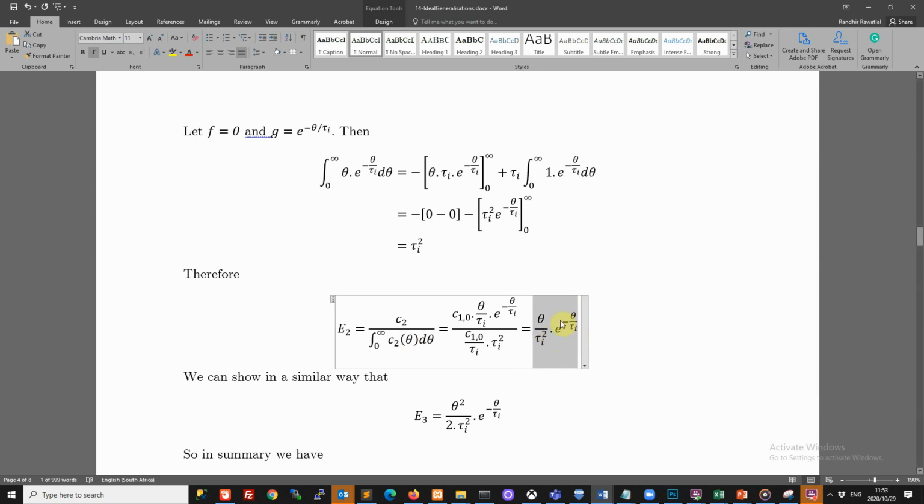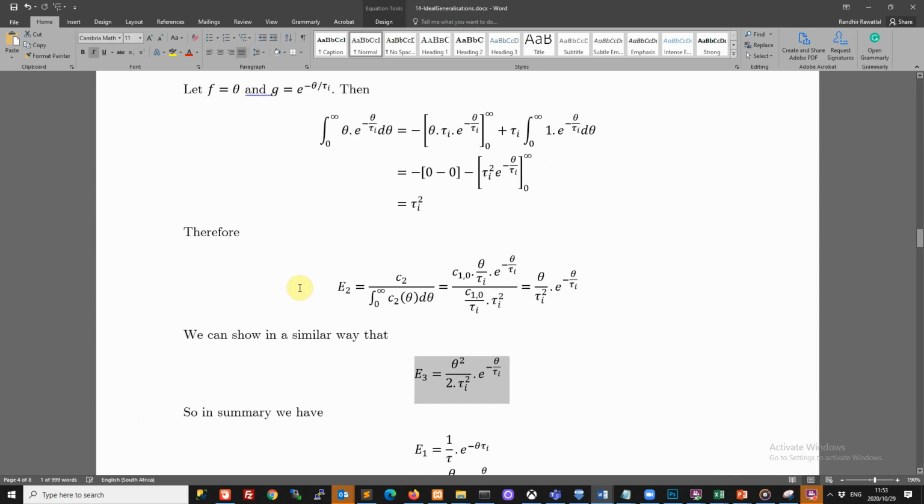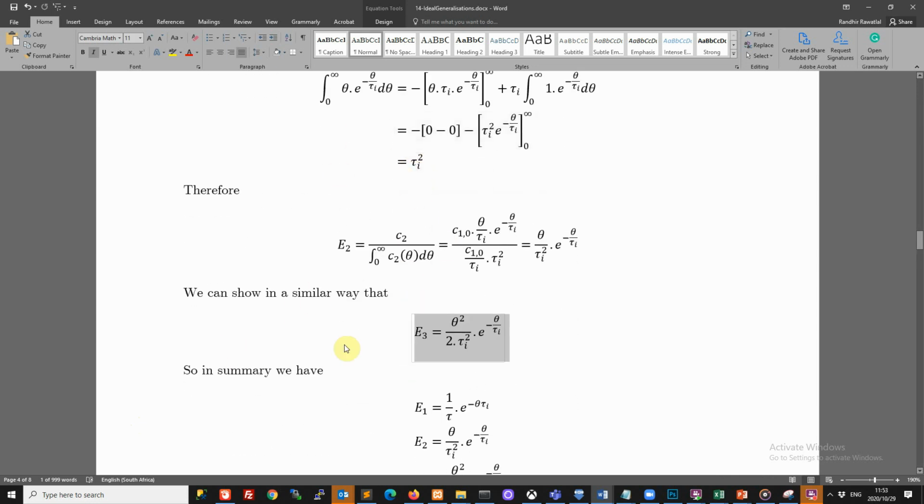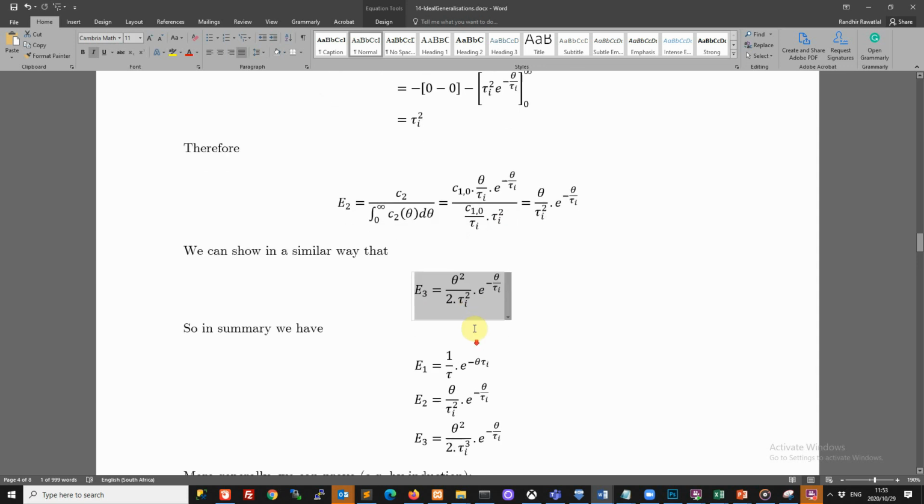And if you compare it with E1, E1 was just 1 over tau times e to the minus theta over tau. So e to the minus theta over tau is the same. But now instead of 1 over tau, you've got theta over tau squared here. So it's a little different. And then if you follow these same steps, and I'm not going to do it, but please do it as an exercise, you can show E3 is theta squared, and this should be a tau I cubed, right? So it's theta squared over 2 tau I cubed e to the minus theta over tau I. So you can prove this as an exercise.